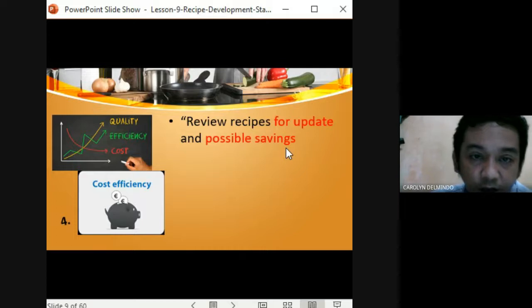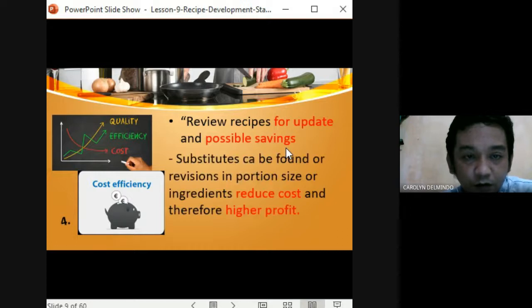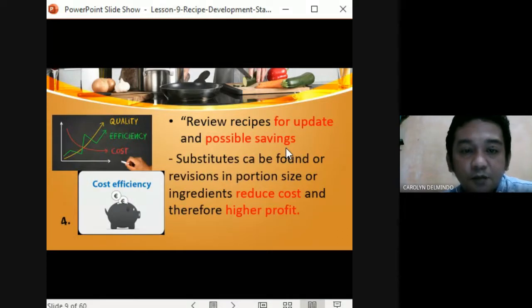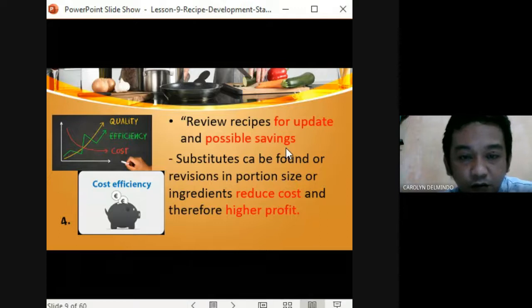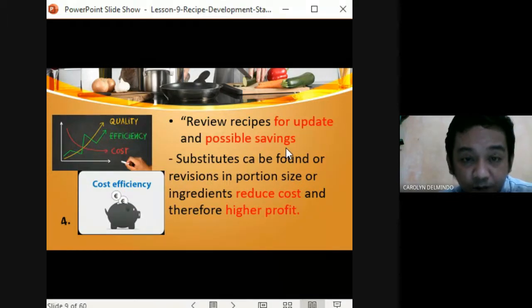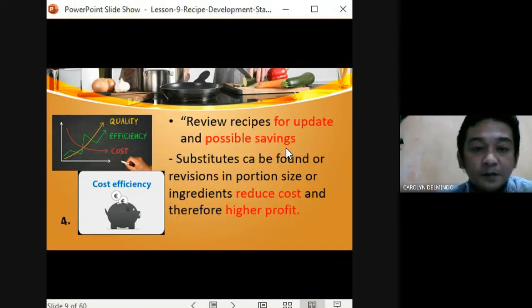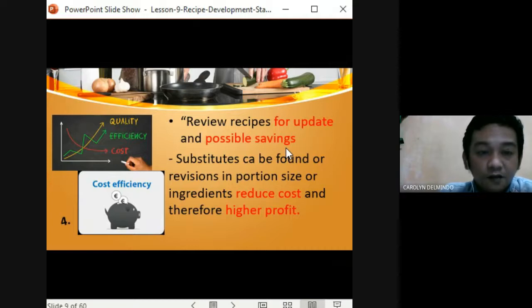Cost efficiency, okay. Reviews recipes for update and possible savings. Okay, substitute can be found in revision in portion size or ingredients should reduce cost and therefore highlight profit. Okay, when you say cost efficiency again, okay, it highlights profit. So, mas malaki yung profit kung wala tayong nagagastos na hindi naman dapat pagkagastusan, lalo sa isang certain company. Okay? Siyempre, pag efficient ka, mas malaki yung savings mo. Okay?